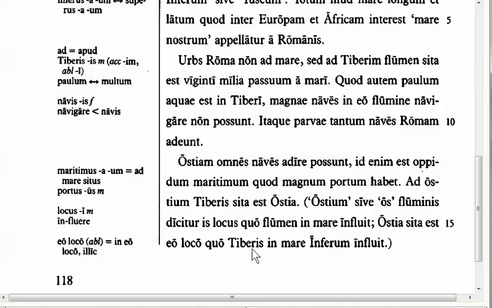Next, the next feature I want to point out is in line 16, where we have Ostia sita est eo loco quo Tiberis in mare inferum influit. Ostia is located in that place where the Tiber flows into the mare inferum. So why is eo loco in the ablative? Its special name is called the locative. So this is ablative because it is locative. It tells you the location, in that place, and you see in the margin, in eo loco, illic, there. So eo loco by itself, without a preposition, in that place. And the name for that is locative.